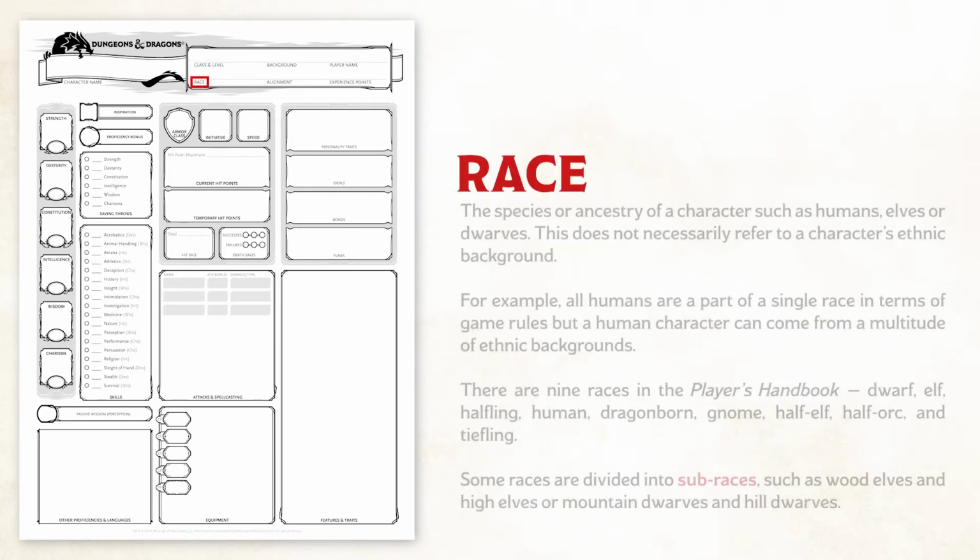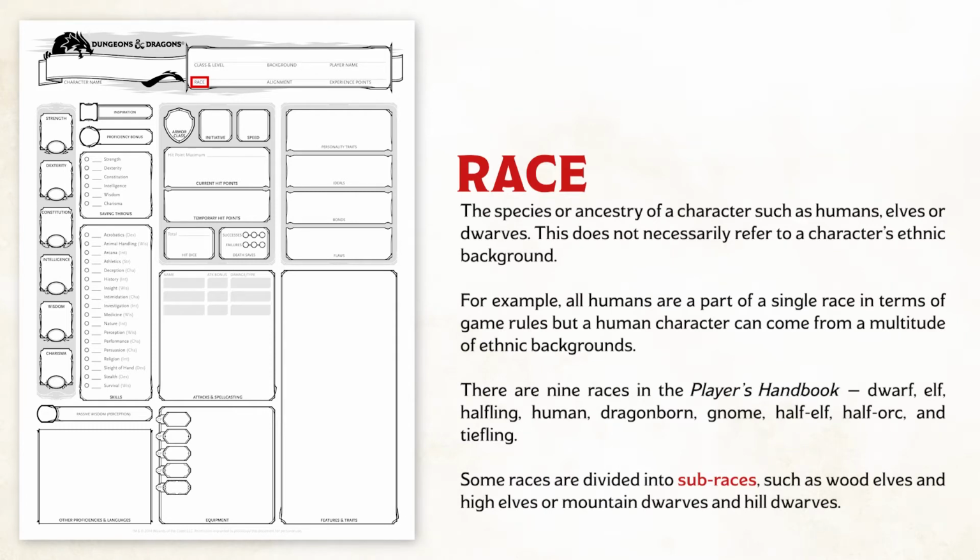Race. The species or ancestry of a character, such as humans, elves, or dwarves. This does not necessarily refer to a character's ethnic background. For example, all humans are a part of a single race in terms of game rules, but a human character can come from a multitude of ethnic backgrounds. There are 9 races in the player's handbook: dwarf, elf, halfling, human, dragonborn, gnome, half-elf, half-orc, and tiefling. Some races are divided into sub-races, such as wood elves and high elves, or mountain dwarves and hill dwarves.